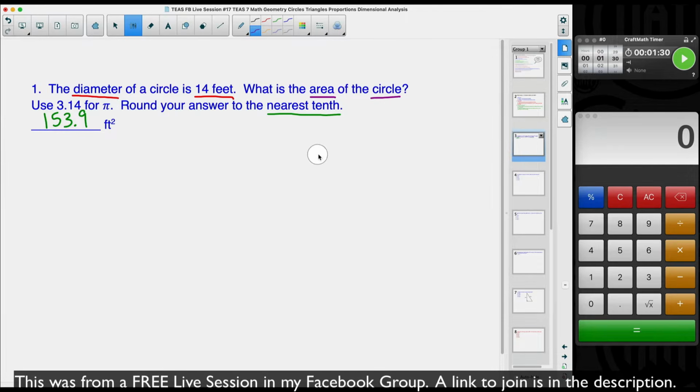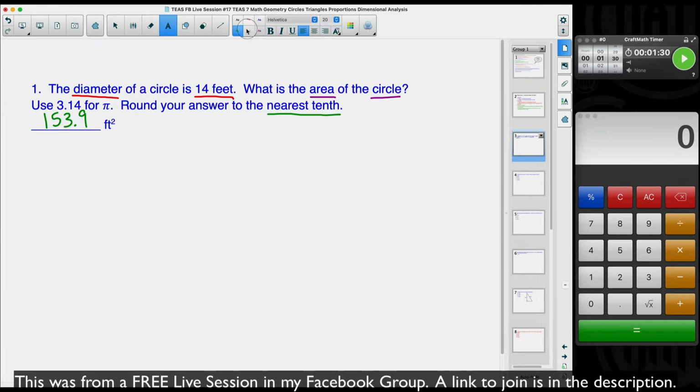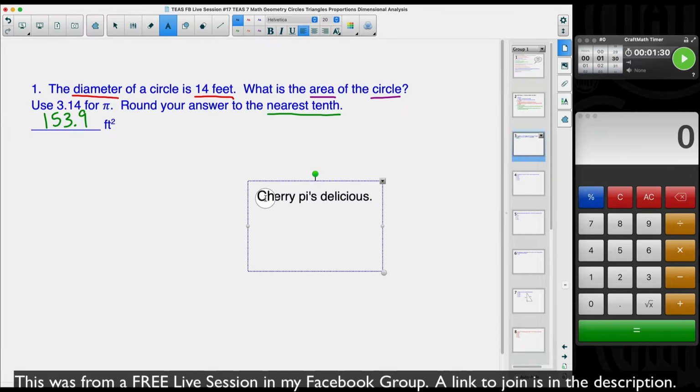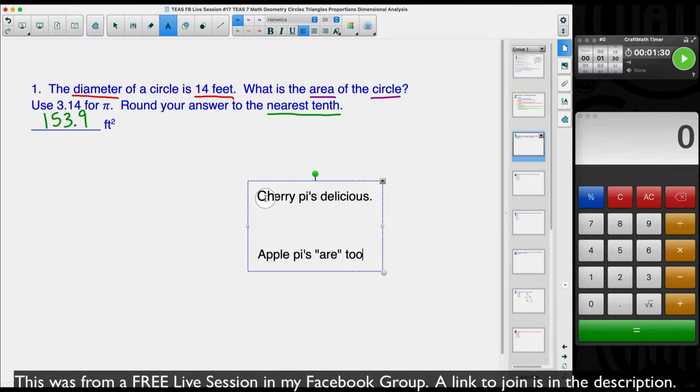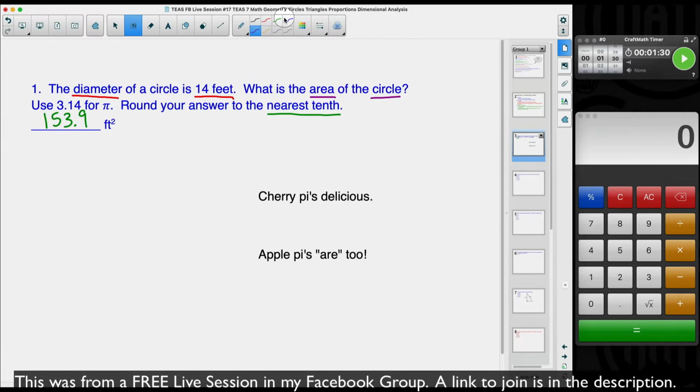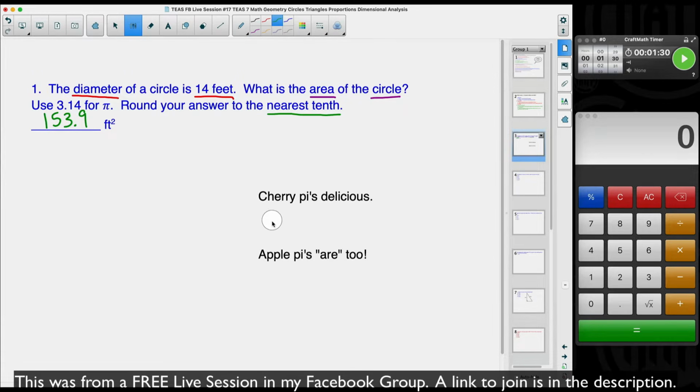All right, so area of a circle. Now, let me go ahead and give y'all a way to help you remember these formulas. I'm going to say cherry pies delicious. And then I'm going to say apple pies are 2. Cherry pies delicious, apple pies are 2. This right here will help you remember your 2 formulas for a circle, the 2 important formulas. Now, even though we're not going to use cherry, this is circumference.